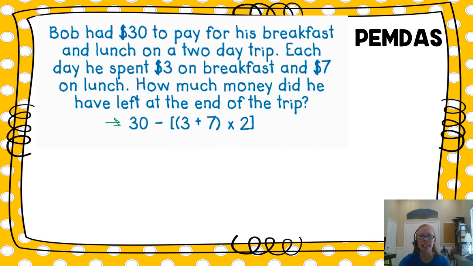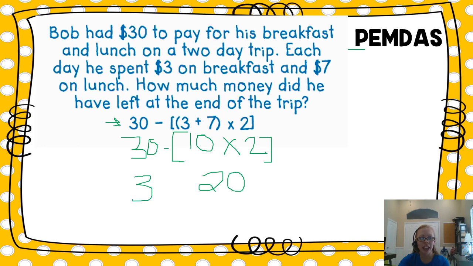So as I look at my order of operations, I start with parentheses. First, I see 3 plus 7 in parentheses. 3 plus 7 is 10. I also have the rest of this piece in brackets over here. Brackets are part of the parentheses step. Brackets, 10 times 2 now would be 20. I'll solve this piece.